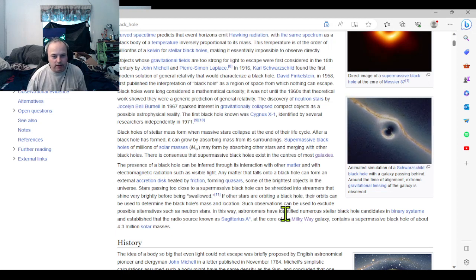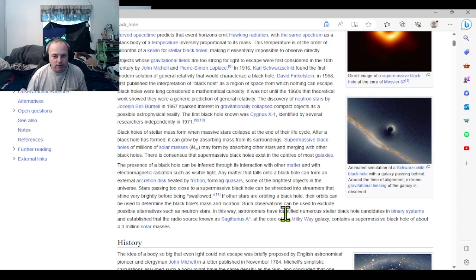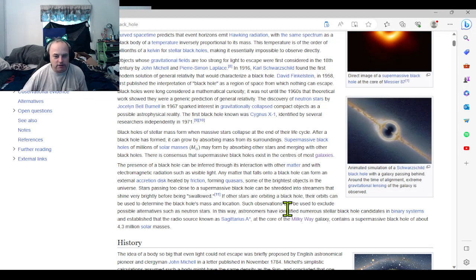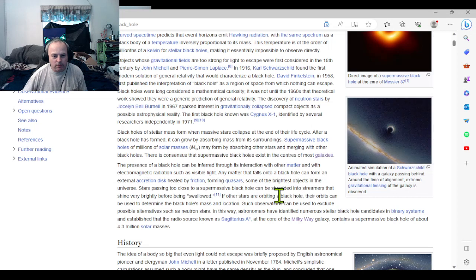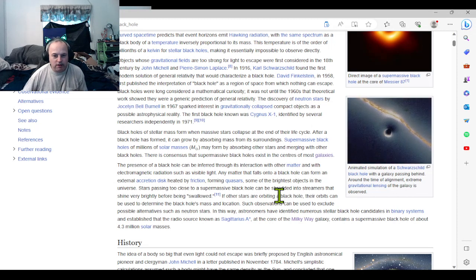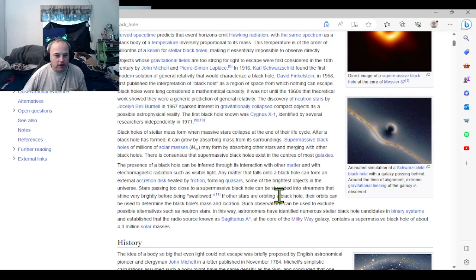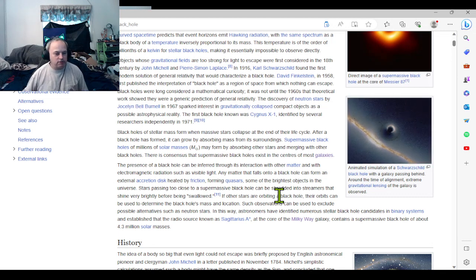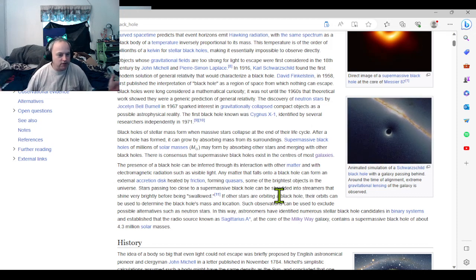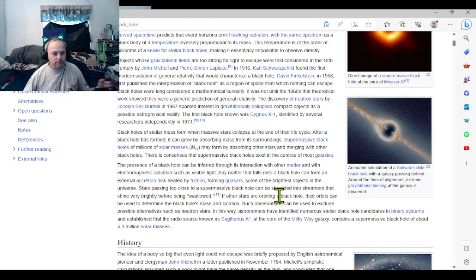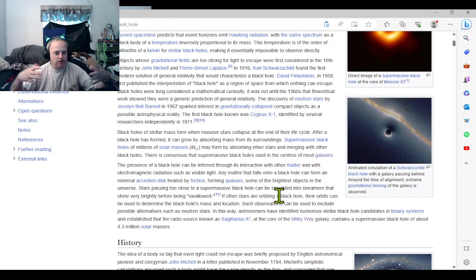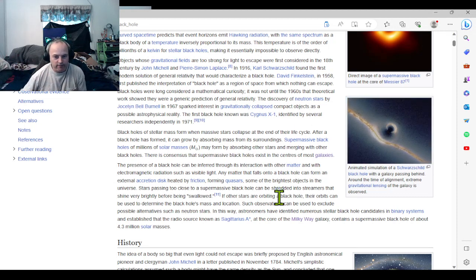In this way, astronomers have identified numerous stellar black hole candidates and binary systems. Sagittarius A* at the core of the Milky Way galaxy contains a supermassive black hole of about 4.3 million solar masses. So it's so big, but it continues to swallow up the entire universe eventually, because the universe stops expanding and then it goes to contracting.